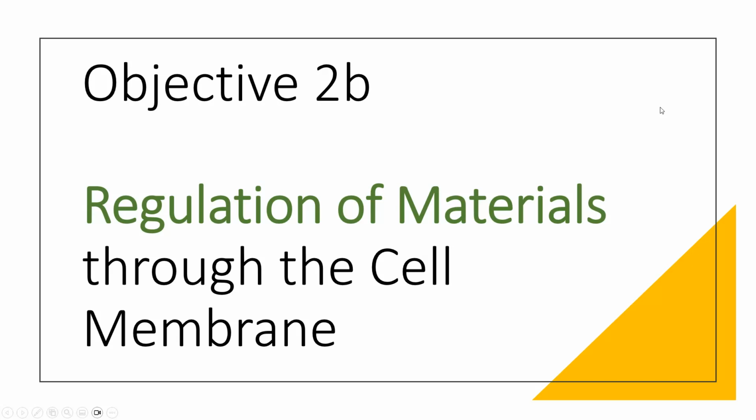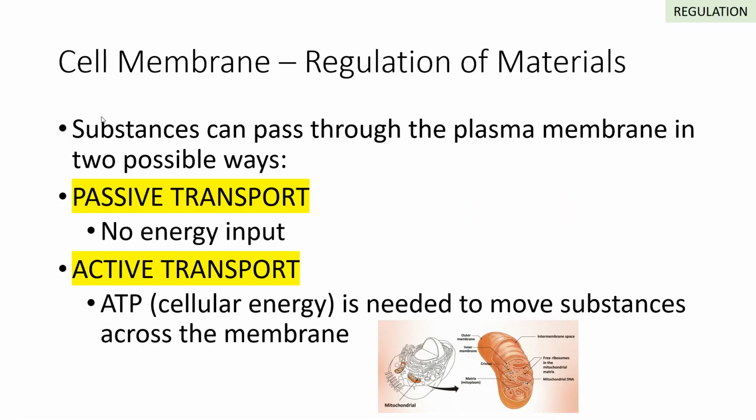Okay, let's take a look at Chapter 3, Objective 2B. So we talked about Objective 2A, which had to do with basically the phospholipid bilayer of a cell and the components of it. But now let's take a look at how materials move through that phospholipid bilayer. So this is regulation of materials through the cell membrane.